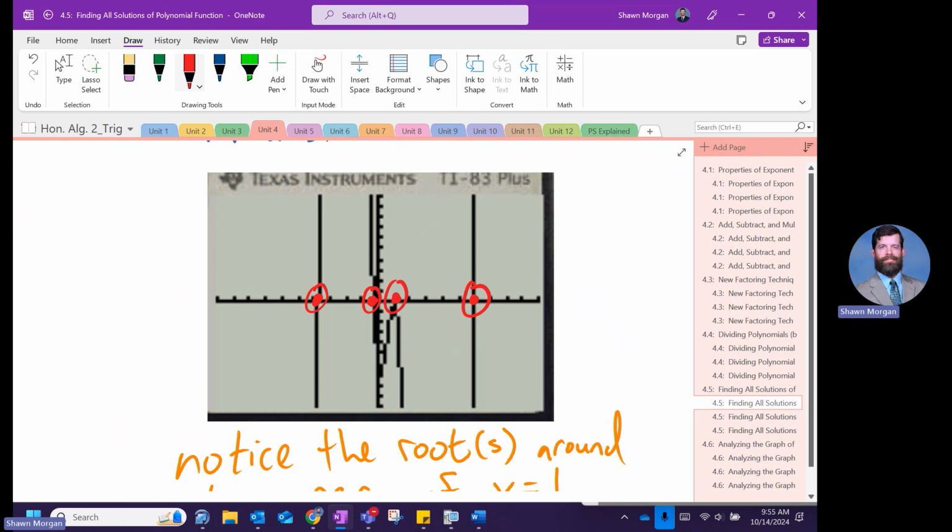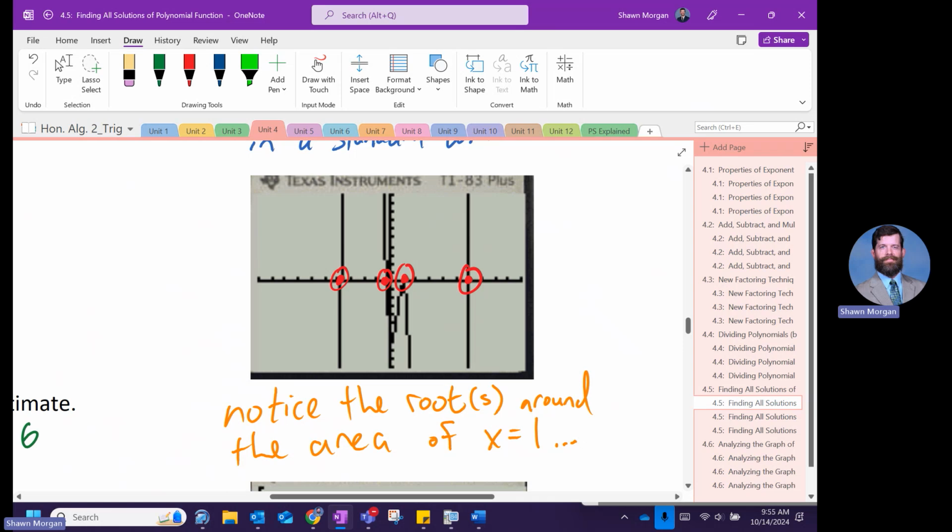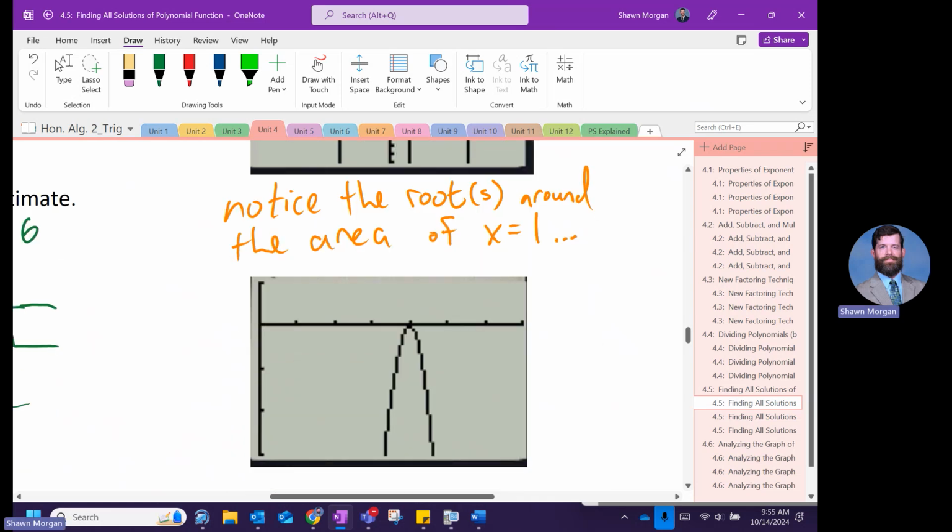Did you notice the root around the area of x equals 1? It looks a little funny, right? I could zoom in on that, and my old pictures are more helpful, I think, than the new one, where I was fiddling with the window. Do you see what happens here? It's doing a little touch and go. Is it actually passing through the x-axis? It's just kind of coming up, giving a little kiss and going back down. It's what we call a touch and go.